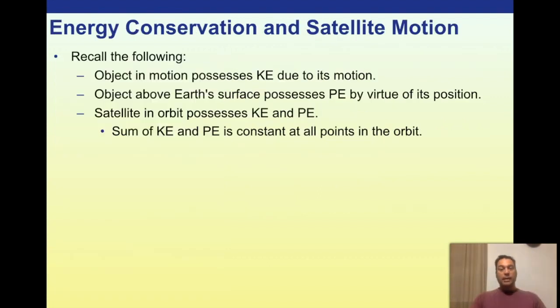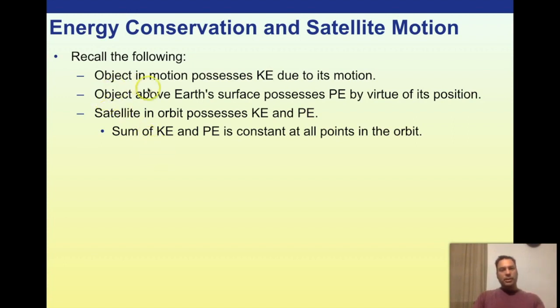Okay, so we've been talking a lot about how objects are speeding up while they're in orbit, especially if they're in an ellipse, and they're slowing down, and the velocities are constantly changing. You might be asking yourself, well, how can that not be a violation of energy conservation? Remember, energy is constantly changing form. It can change from kinetic energy to potential energy.